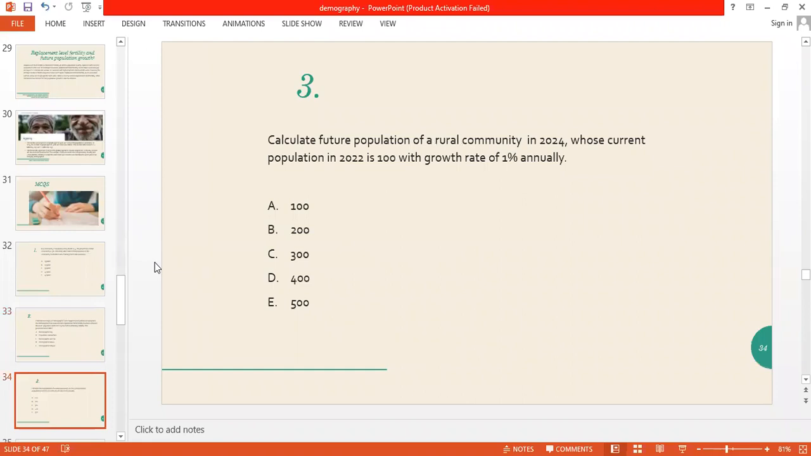Calculate the future population of a rural community in 2024 whose current population in 2022 is 100, with a growth rate of 1% annually. A is 100, B 200, C 300, D 400, E 500. D, 400 is the right answer.